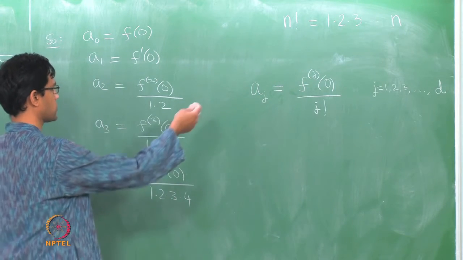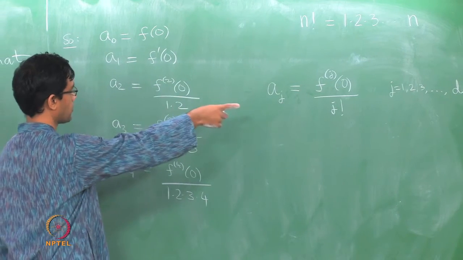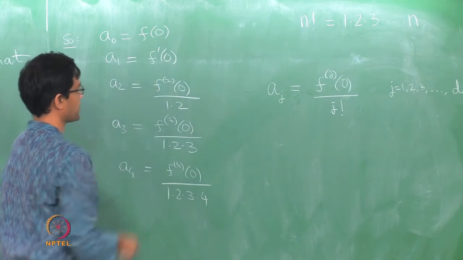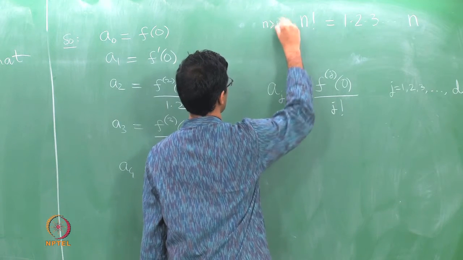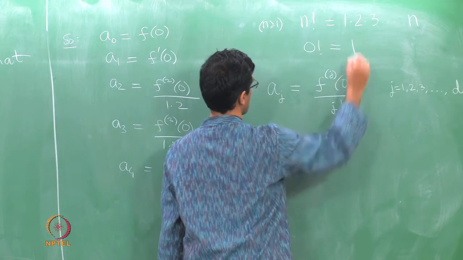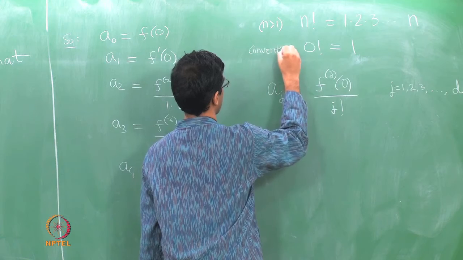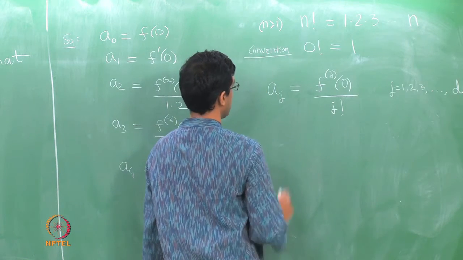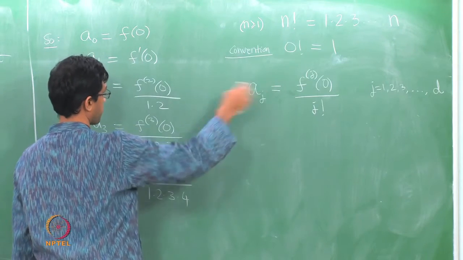But in fact one can, just to have a more uniform expression, also define 0 factorial as 1. So, this definition really is only if n is at least 1, but the usual convention is to define 0 factorial also as 1. So, this can be viewed as a convention, in which case A0 is given by the same expression.